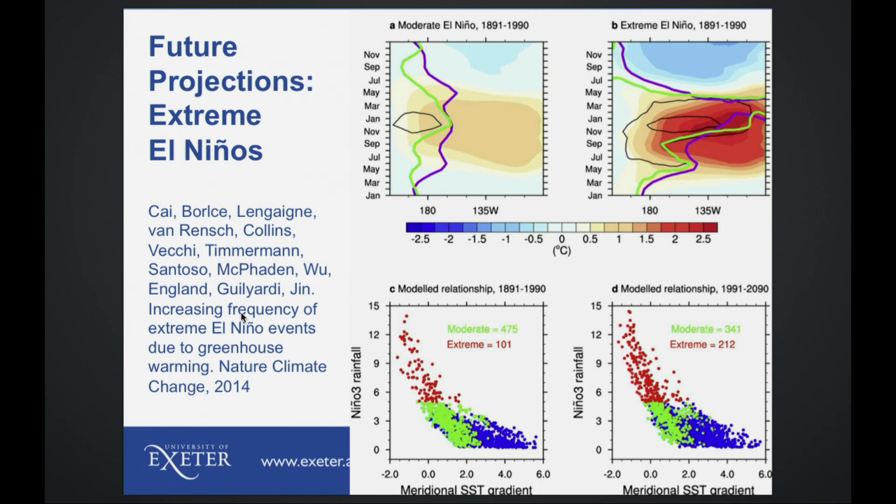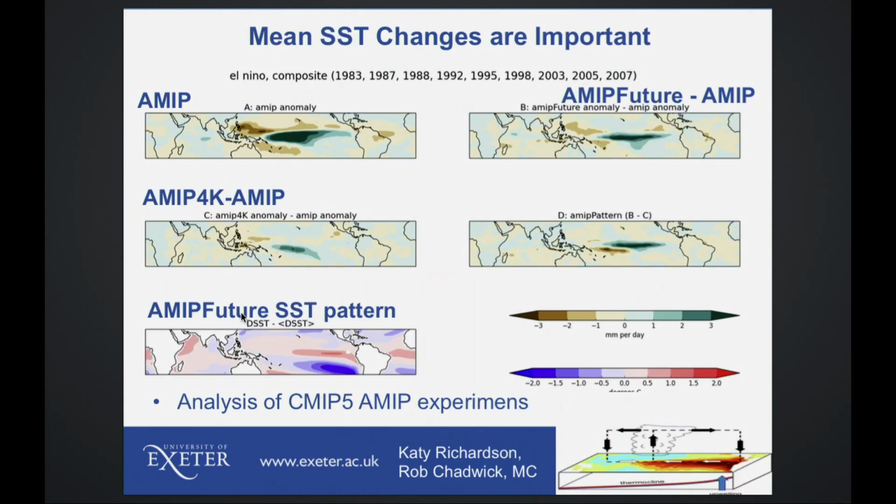There's also another paper which talks about extreme La Nina events, causing someone to ask me, when's the paper about extreme neutral conditions? That's coming. I'm sure Kai is working on it. So, how do we understand this?